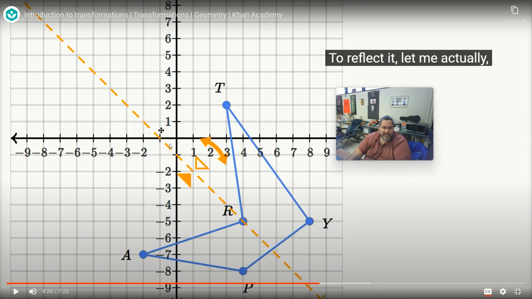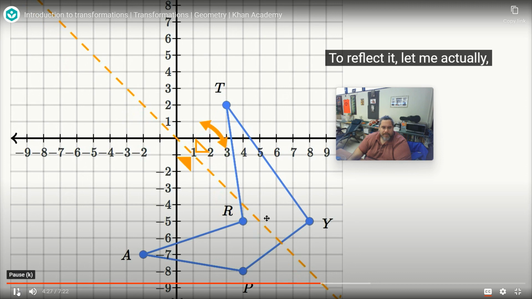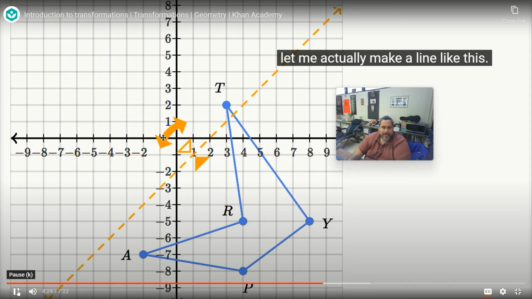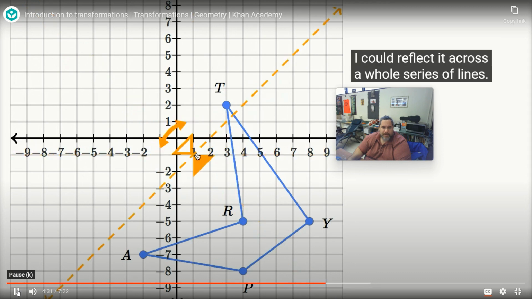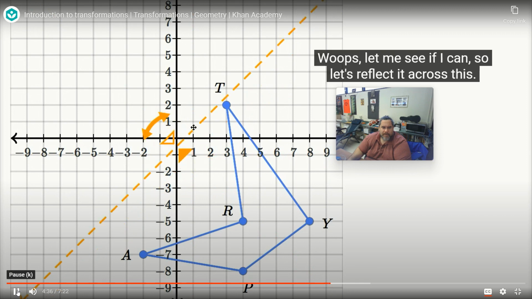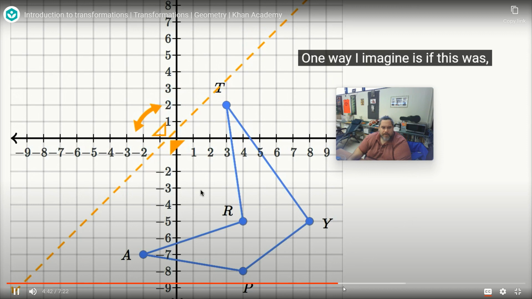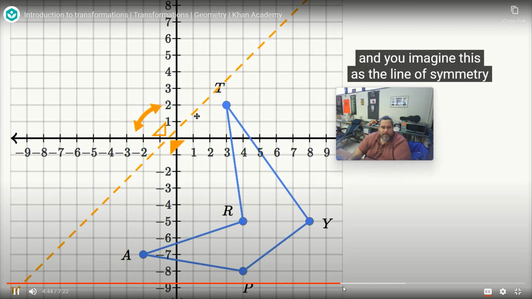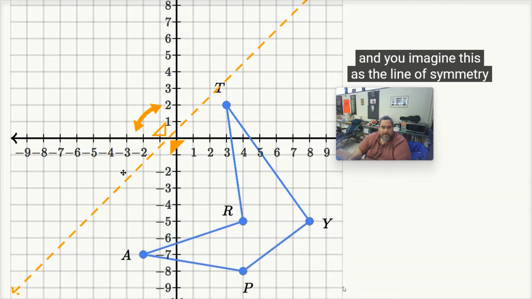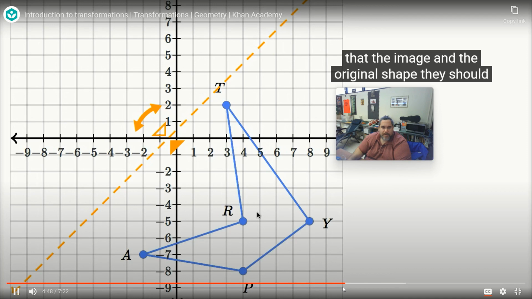There's like a little dash, dash, dash line. What is he trying to do here? Let me make a line like this. I could reflect it across a whole series of lines. So let's reflect it across this. Now, what does it mean to reflect across something? One way I imagine is getting its mirror image, and you can imagine this as the line of symmetry, so the original shape and the image should be mirror images across this line.